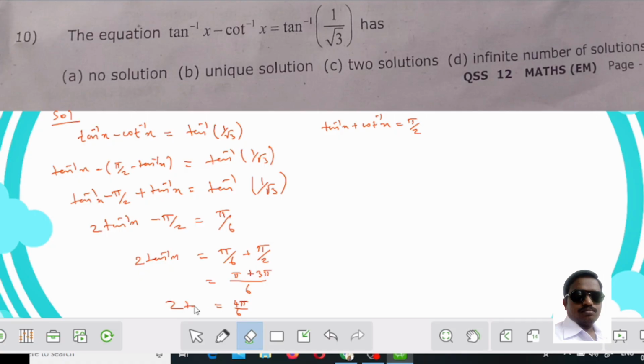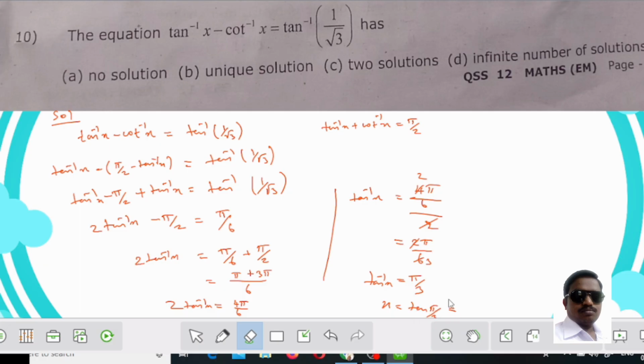This is the value of 2 tan inverse x, but we need the value of tan inverse x. So tan inverse x equal to 4 pi by 6 divided by 2. 2 and 4 will get cancelled, so finally we got 2 pi by 6. This also will get cancelled, giving pi by 3. That means tan inverse x equal to pi by 3, so x equal to tan pi by 3.